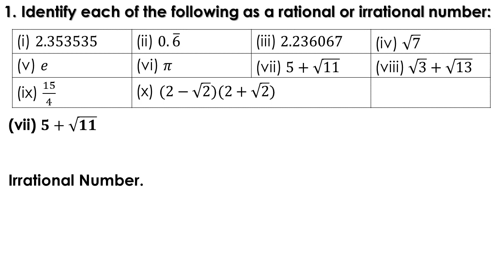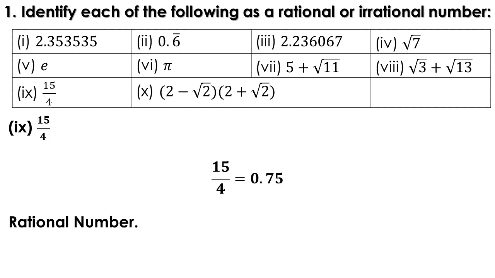Here we have 5 plus the square root of 11. The square root of 11 is an irrational number, and adding it to 5, a rational number, doesn't make it a nice fraction, since it contains an irrational part, the square root of 11. Here, we have the square root of 3 plus the square root of 13. Both square roots are irrational numbers, and adding them together still gives us an irrational result. So, the square root of 3 plus the square root of 13 is an irrational number.